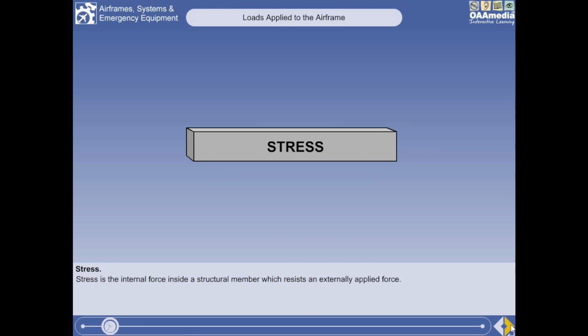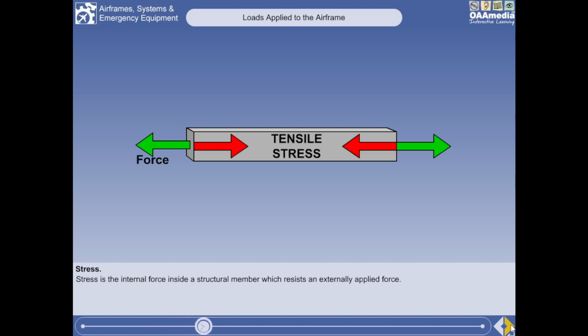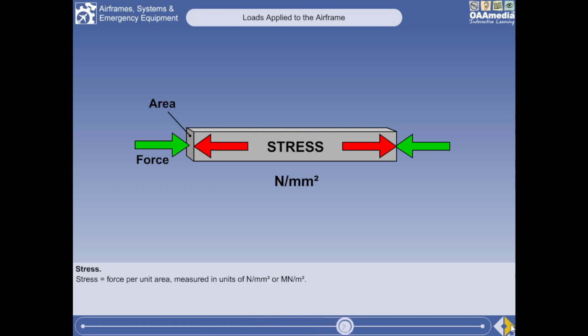Stress is the internal force inside a structural member which resists an externally applied force. And therefore, a tensile load or force will set up a tensile stress. Under compressive load, compressive stress. Stress is defined as the force per unit area and is measured in newtons per square millimetre or meganewtons per square metre.